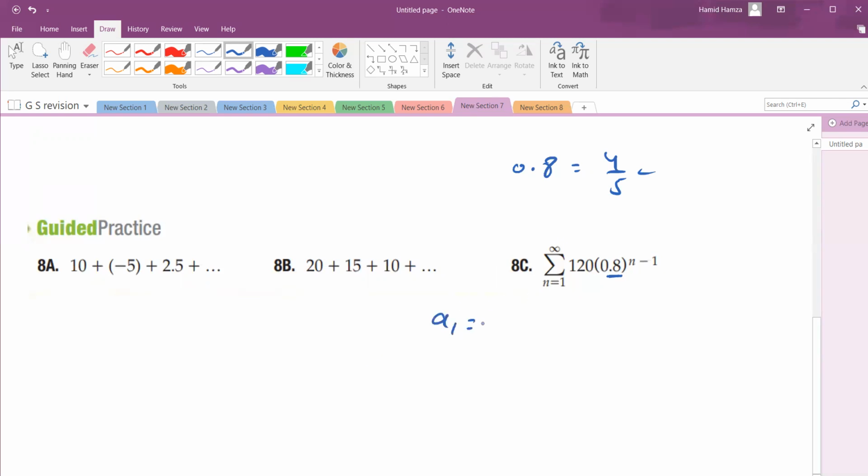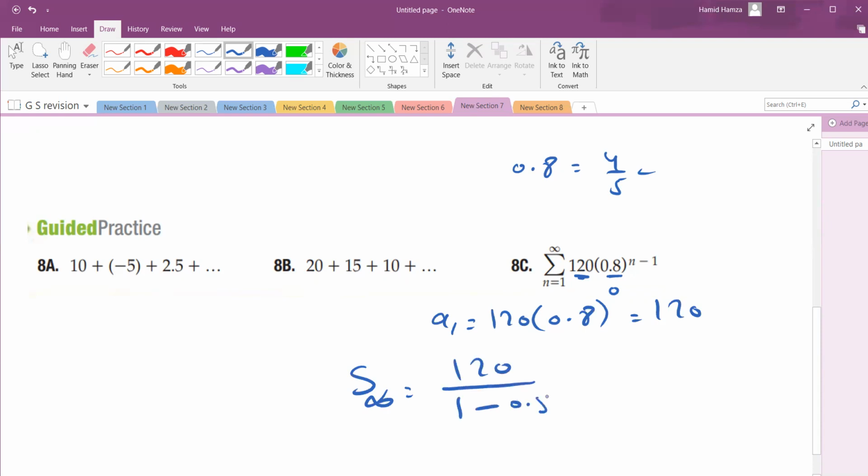So we can find the sum easily by first finding A1. A1 equals 120, which is 0.8 multiplied by 0 so it will be 120. I told you before that A1 for the sequence is A1 for the sum. So S infinity will be A1, which is 120, over 1 minus R, 1 minus 0.8. So what is the answer, guys? 600. 600. Any questions, guys?